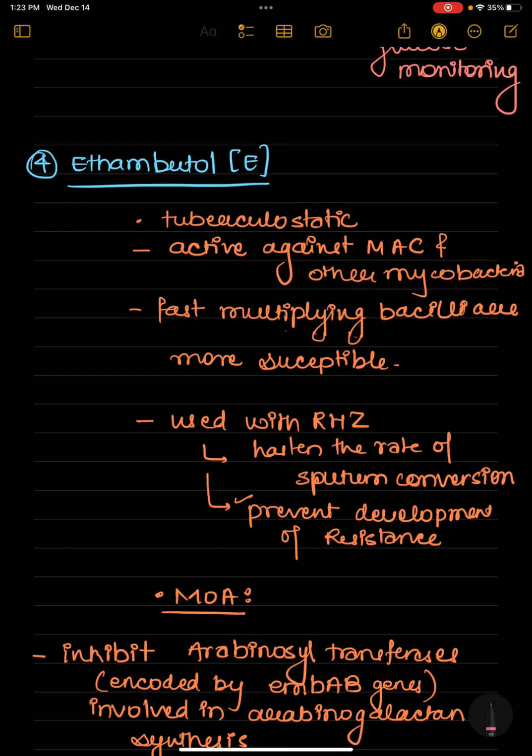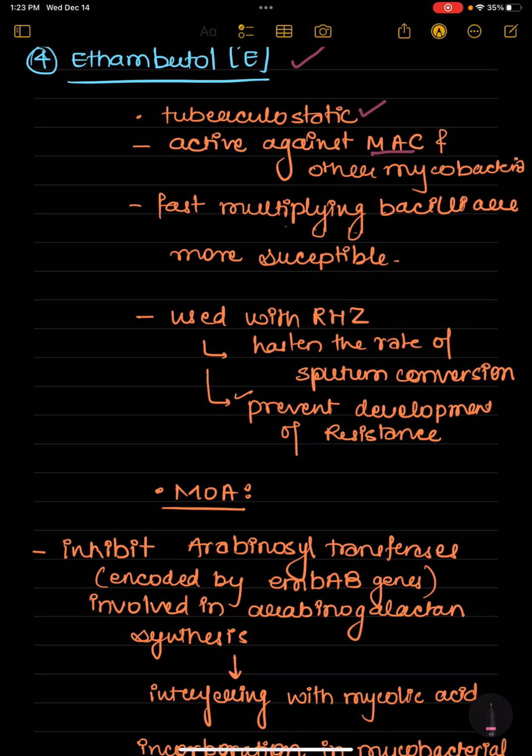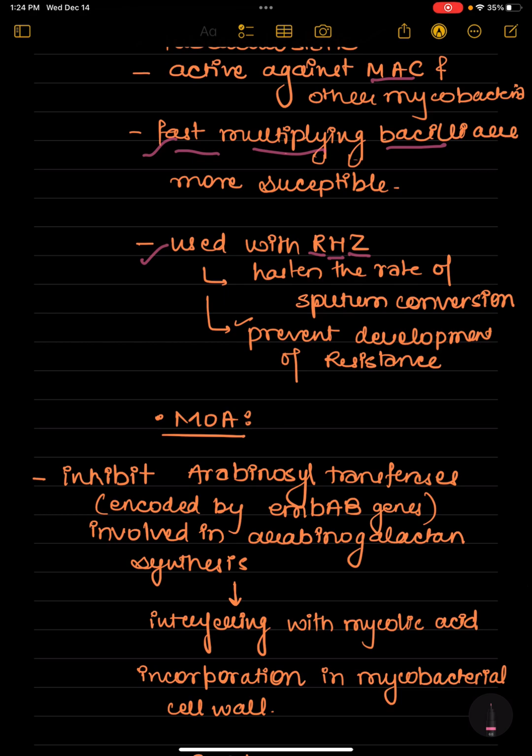Next drug is ethambutol. It is a tuberculostatic drug. It is also active against MAC and other mycobacteria. It acts mainly on fast multiplying bacilli. It is used with rifampicin, isoniazid, and pyrazinamide to hasten the rate of sputum conversion and to prevent the development of resistance.